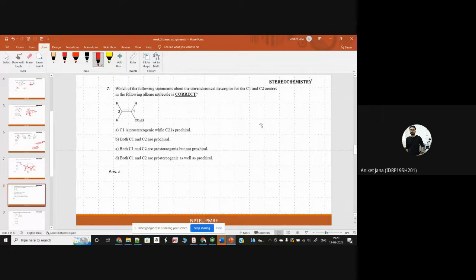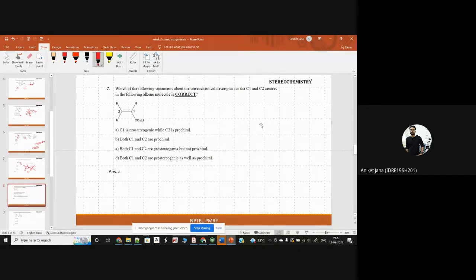So now we will come to the next question. Which of the following statements about the stereochemical descriptor of the C1 and C2 centers in the following alkane is correct? Now first tell me which is the pro-stereogenic center. Any idea? Sir, if we change one atom in C2, then it will become a pro-stereogenic center.